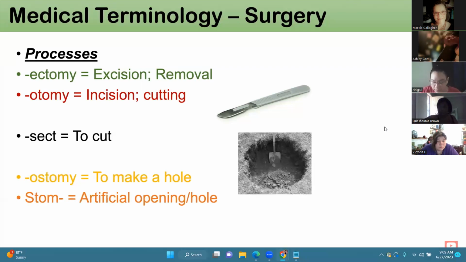The prefix stome is related to ostomy. Stome means artificial opening or hole. So a stoma is generally referred to as an artificial hole that's made. And the suffix plasty means surgical repair. So you can think of tympanoplasty, surgical repair of the tympanic membranes.